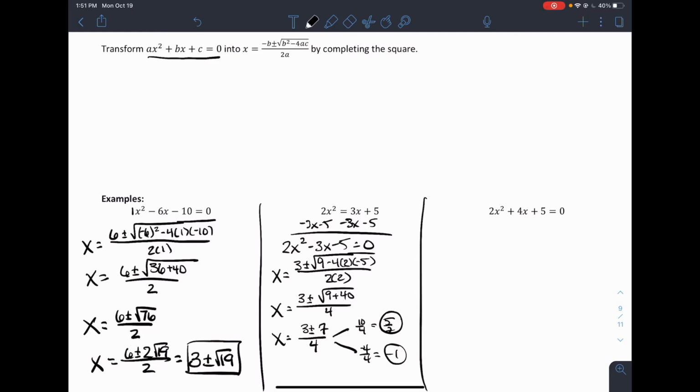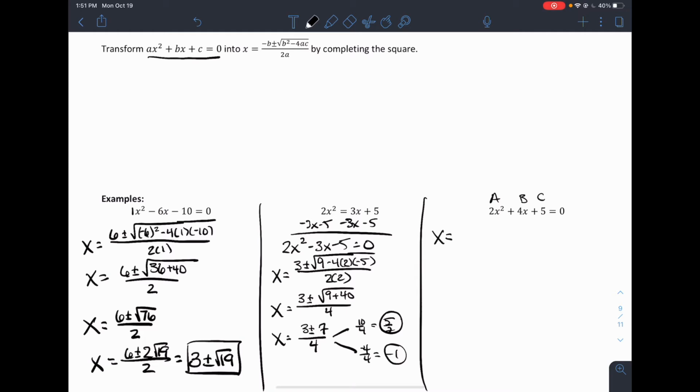Remember, if we get something that we can simplify down to a whole number, or a rational number, we should absolutely do that. If you have a radical, leave the radical in there, unless otherwise specified. All right, last example, we have 2x squared plus 4x plus 5. So a is 2, b is 4, c is 5.